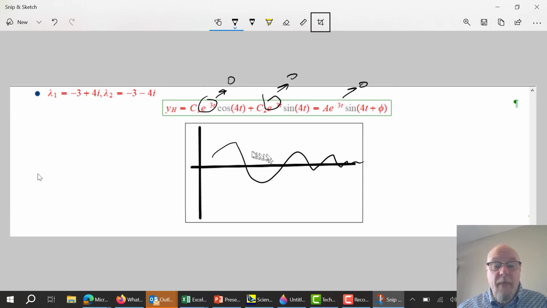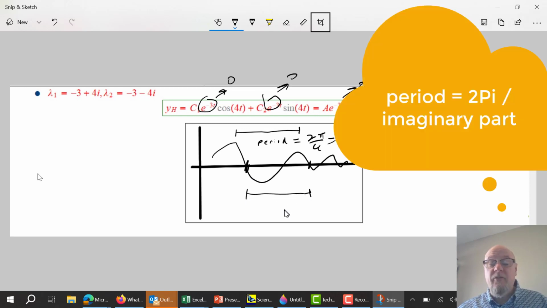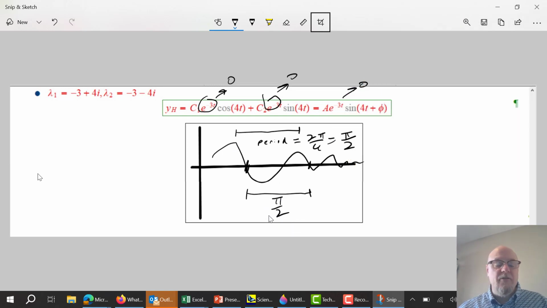And I even know more than that. Because the imaginary part is 4, the period is going to be 2 pi divided by the imaginary part. So in our case, pi over 2. Pi over 2 is going to be the distance between, well, it's going to be the period. So the distance between intercepts, the distance between peaks, the distance between troughs, whatever. So I can make a pretty good sketch.